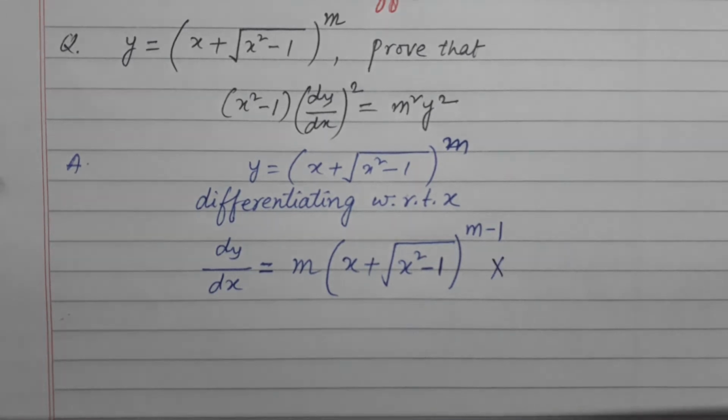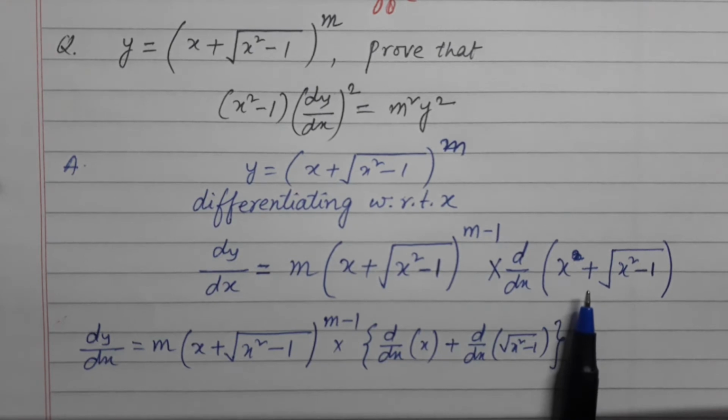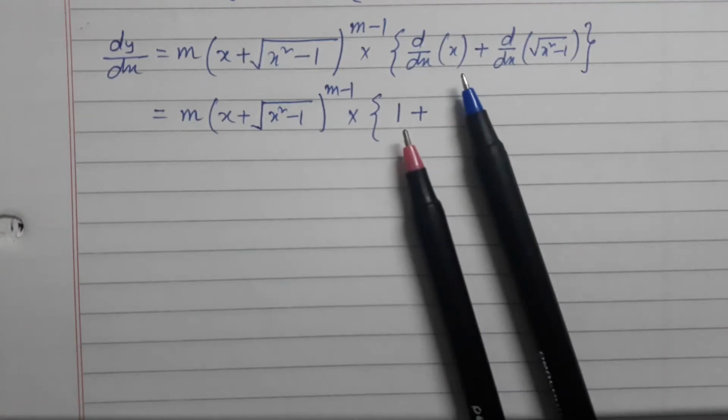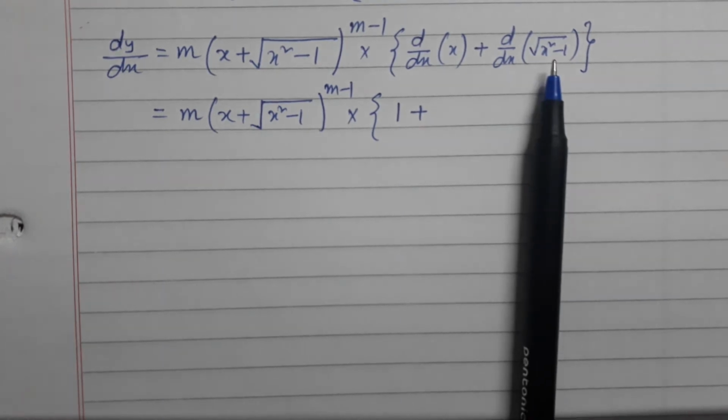So we can write m times (x + √(x² − 1)) to the power m minus 1, times d/dx of (x + √(x² − 1)), which I assumed as x. Now this differentiation will distribute over the addition, and we can write d/dx of x plus d/dx of √(x² − 1). Now d/dx of x is equal to 1, but to differentiate this again we need to use the chain rule. So again we will consider x² − 1 as x, so this will become root x.